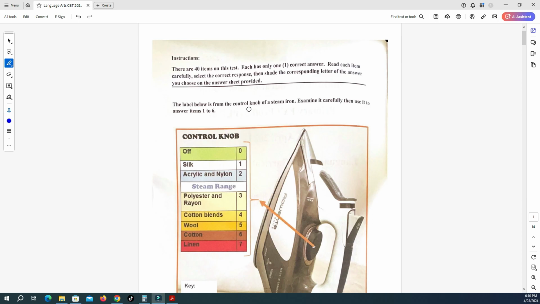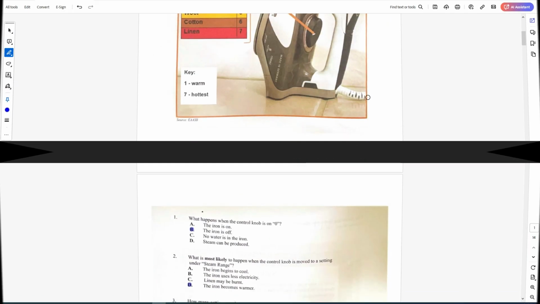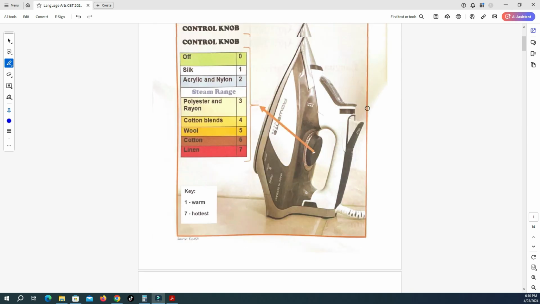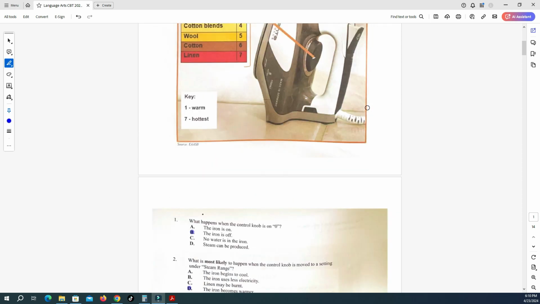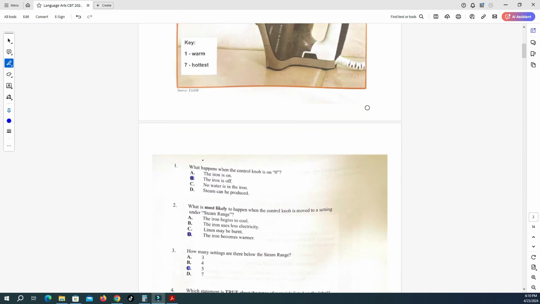The label below is from the control knob of a steam iron. Examine it carefully, then use it to answer items 1 to 6. I have already done it. I'm just gonna go through and show you how I got the answers. Here is the illustration, the picture that we're looking at, and we're gonna use this to answer the questions below.